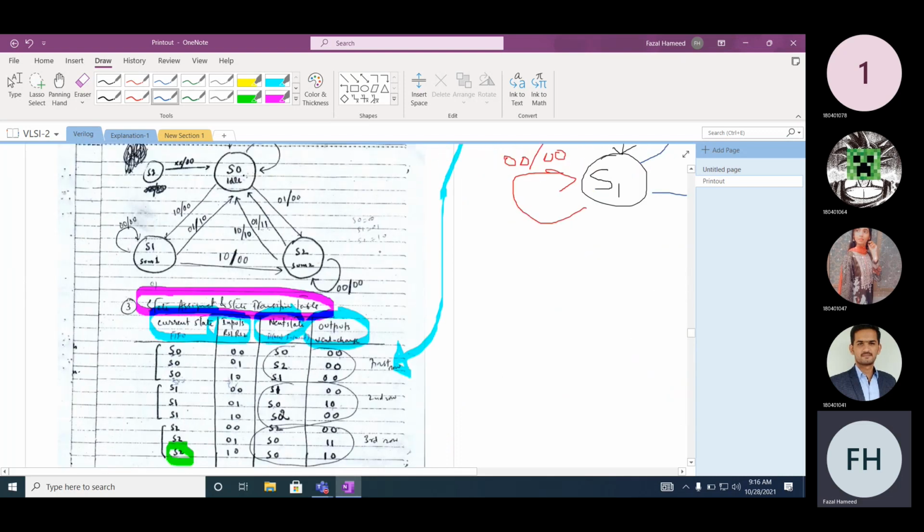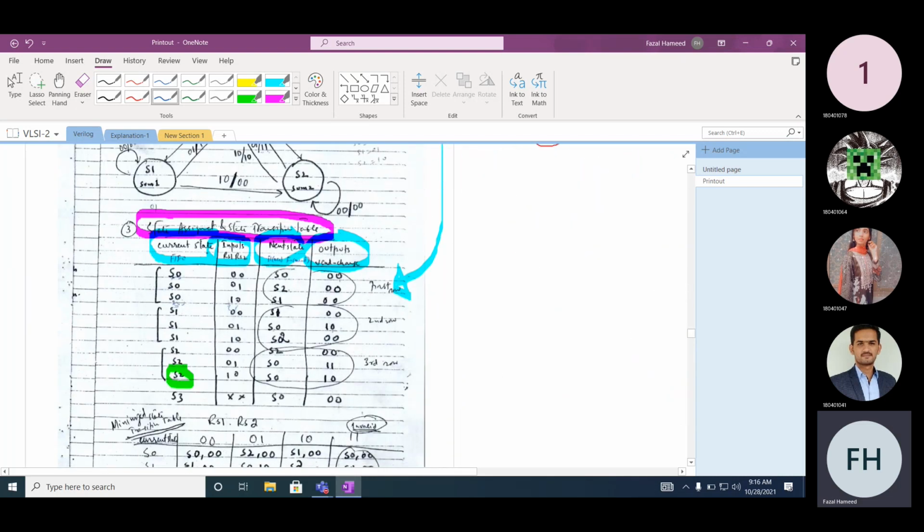Okay, now this is the state transition table. Now this is the state assignment. So now we have 4 states: S0, S1, S2 and S3. And I told you that we are using 2 flip-flops. Let's assume flip-flop 1 and flip-flop 0. So we can do some state assignment. For S0 it is 0, 0. For S1, 0, 1. For S2, 1, 0, and for S3, 1, 1. So now this is the state assignment.